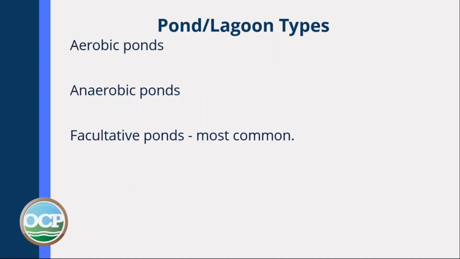You have 3 types of ponds and lagoons. Aerobic, they usually have oxygen throughout the depth of the pond. Anaerobic has no oxygen in the pond. And facultative, which are the most common, these have a layer, typically 3 layers. The top layer is aerobic, the bottom layer is anaerobic, and the middle layer is populated with facultative bacteria that can kind of live in both realms.